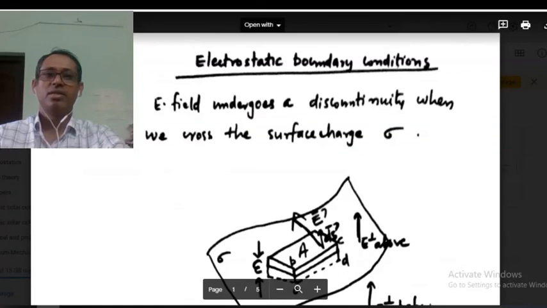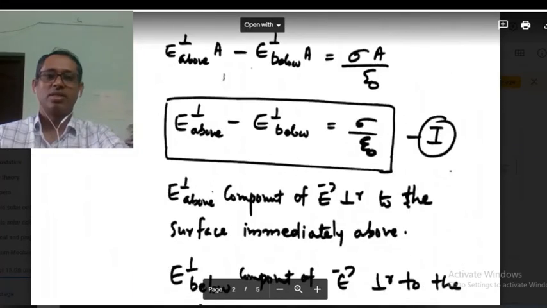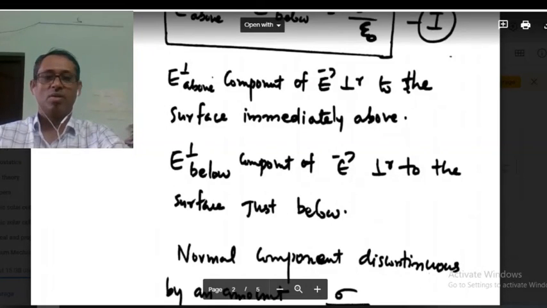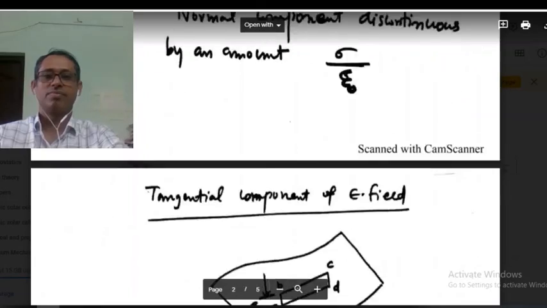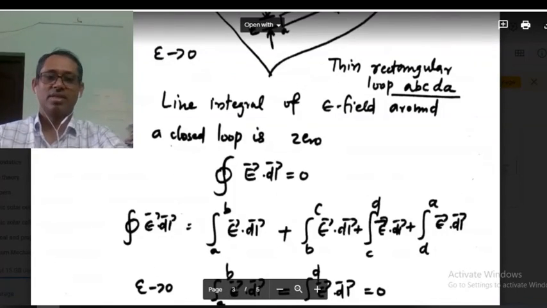So this is what happens for the electric field and the potential across the boundary of a surface charge. The electric field's normal component is discontinuous, the tangential component is continuous, and the potential is continuous across the boundary.